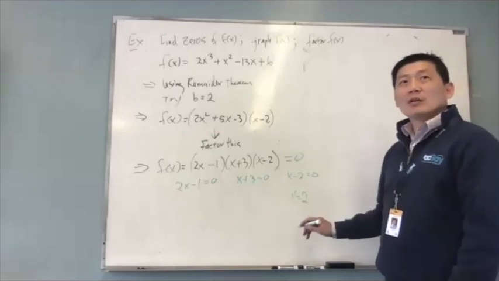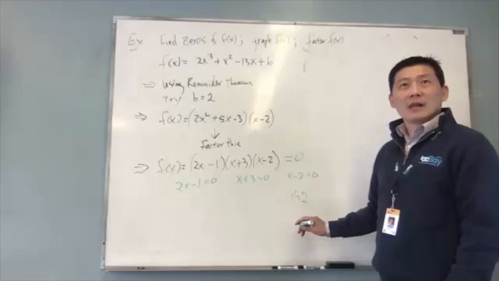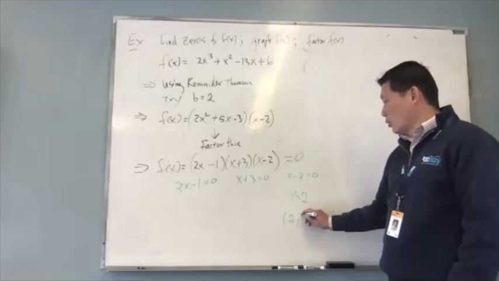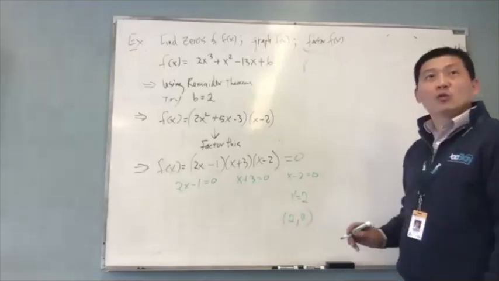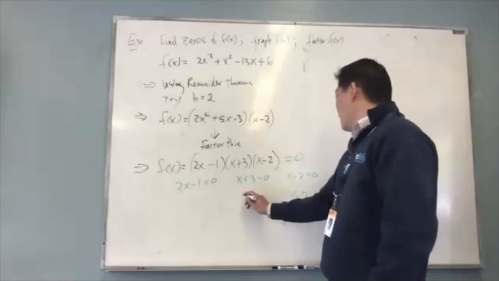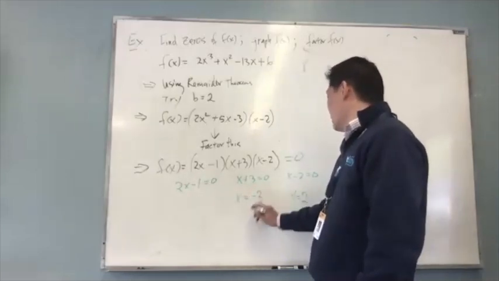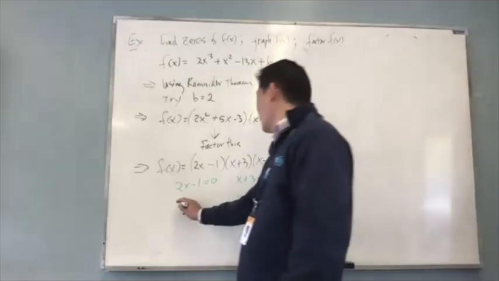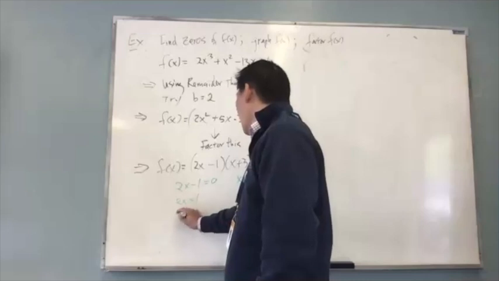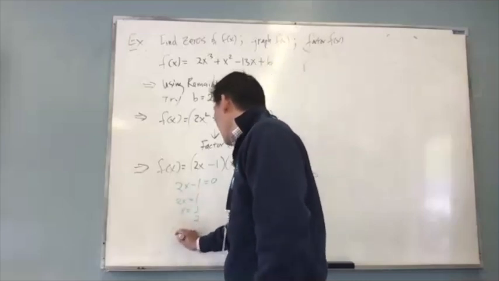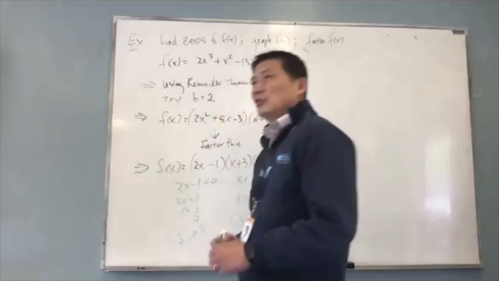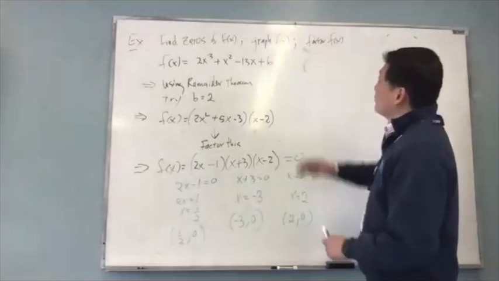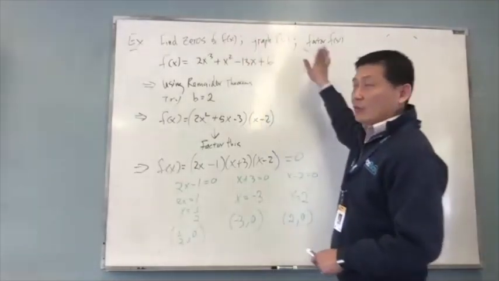What does that mean by zeros? That means y is equal to 0, right? That means your x coordinate is 2, y coordinate is 0. That's what zeros mean, right? This one is x is equal to negative 3, so that means you have negative 3 and 0. This one means 2x is equal to 1, x is equal to 1/2, so you got 1/2 and 0.